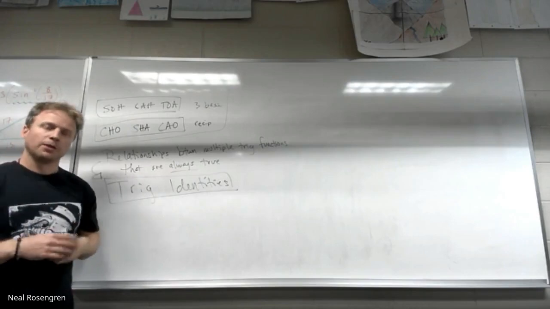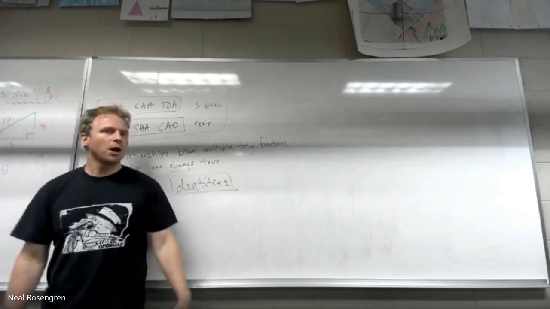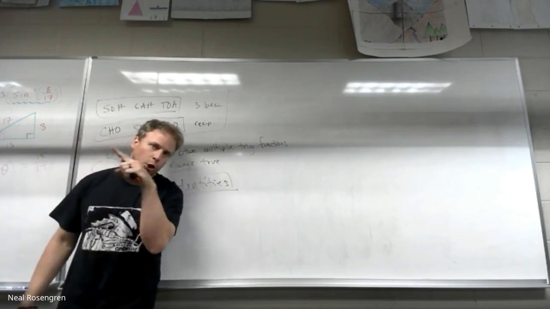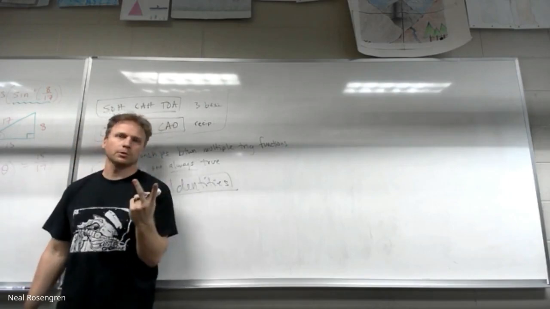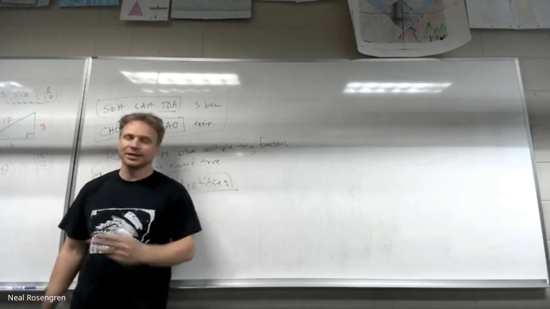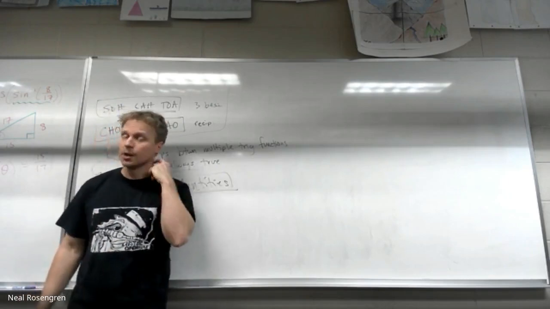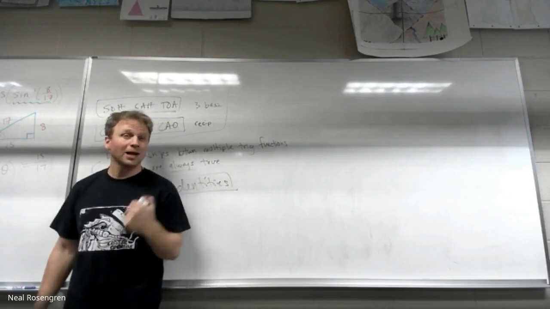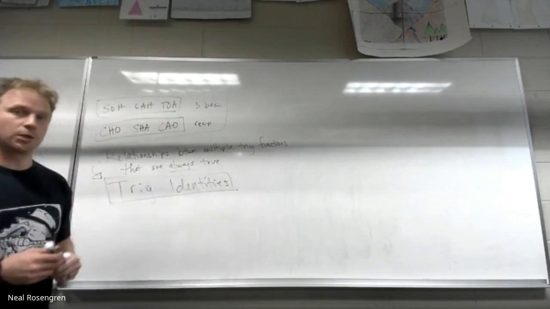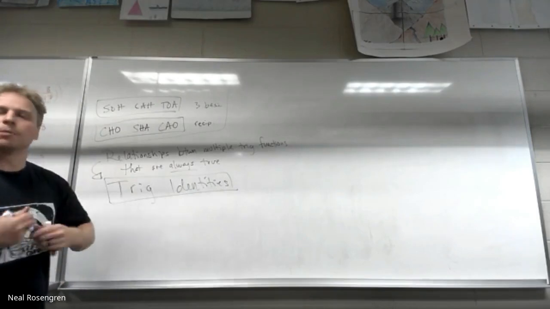But they all kind of start with some basic ones. The first ones you already know, that sine and cosecant are reciprocals. Cosine and secant are reciprocals. Tangent and cotangent are reciprocals. Those are called the reciprocal identities. No matter what, no matter where you are, that's always going to be true. Okay? There are some other ones as well.